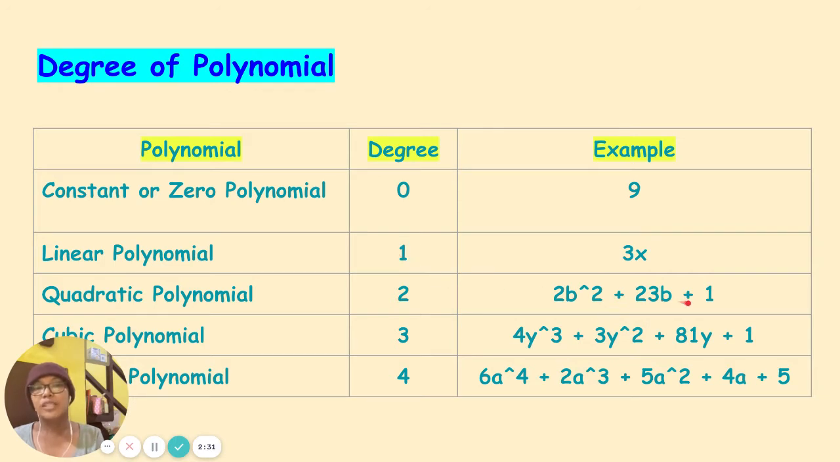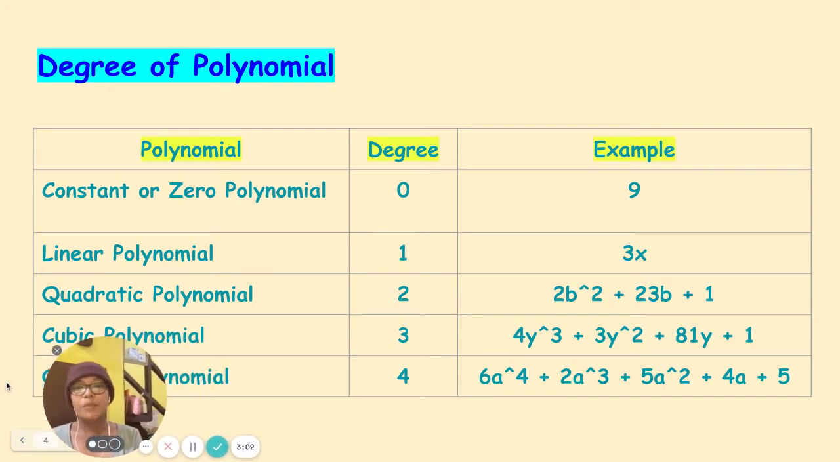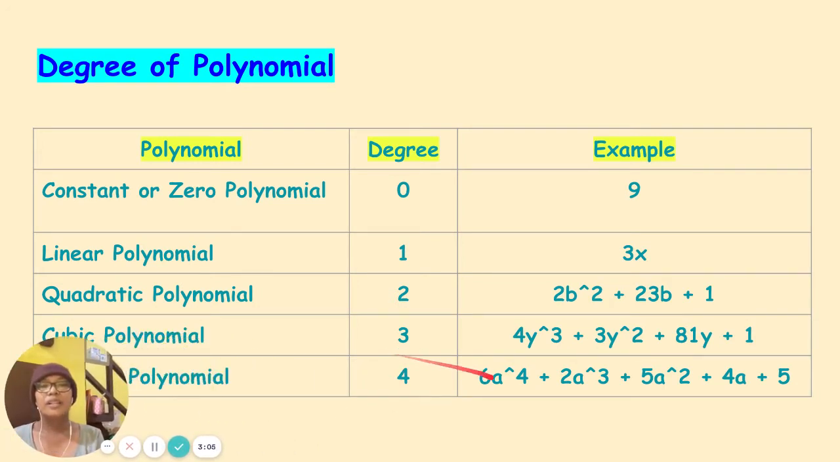So 2b squared plus 23b plus 1 is a quadratic polynomial, and the highest exponent is 2, therefore your degree is 2. So you have 4y cubed plus 3y squared plus 81y plus 1. This is a cubic polynomial, and your highest exponent is 3, therefore your degree is 3. Whatever is your highest exponent, that is your degree. Okay? That is your degree. So how about quartic polynomial? Quartic polynomial has a degree of 4. So for example, 6a to the fourth plus 2a cubed plus 5a squared plus 4a plus 5.